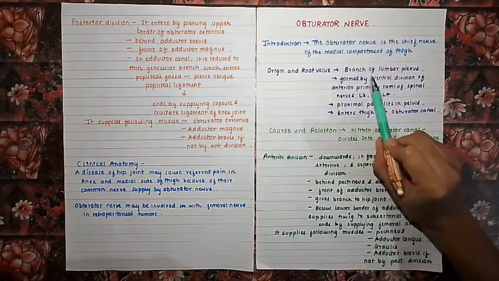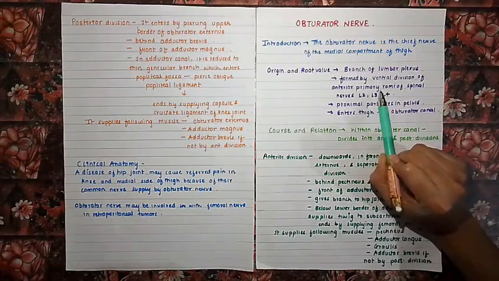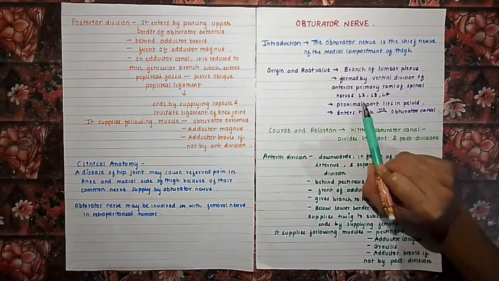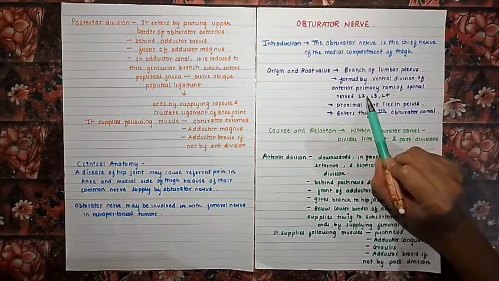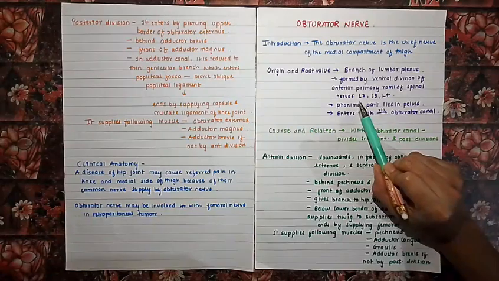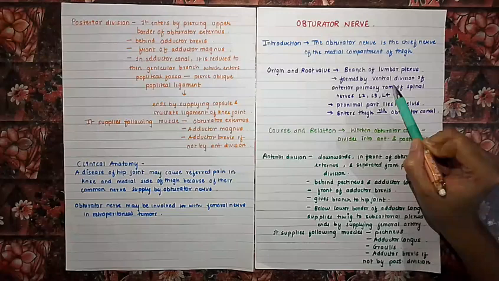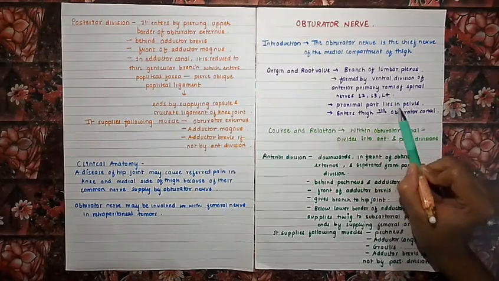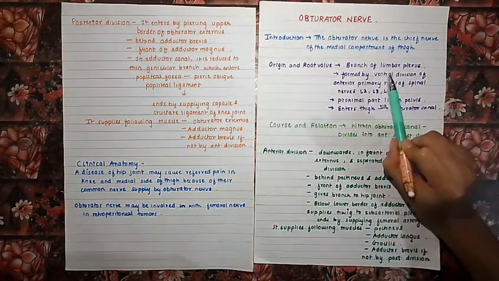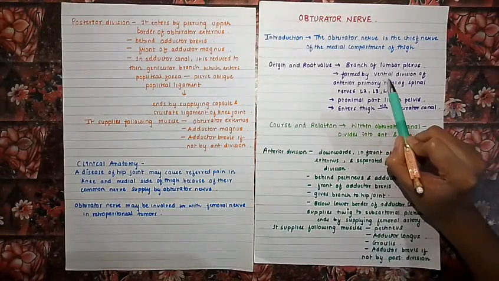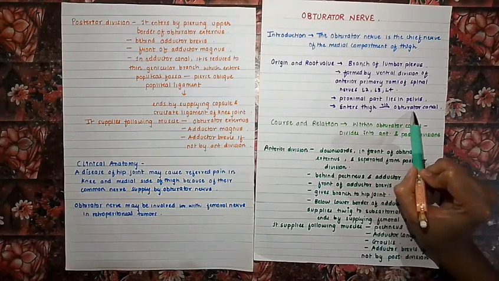Origin and root value, it is a branch of lumbar plexus. It is formed by ventral division of anterior primary rami of spinal nerves L2, L3 and L4. So the dorsal division of anterior primary rami forms the femoral nerve. The ventral division forms the obturator nerve. So remember this. Proximal part lies in the pelvis, then it enters the thigh via the obturator canal.